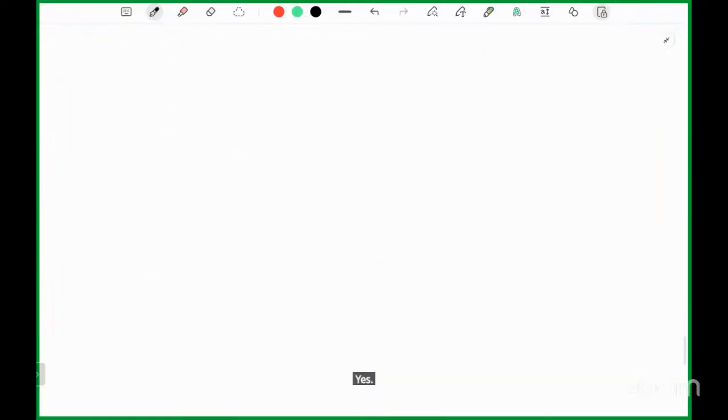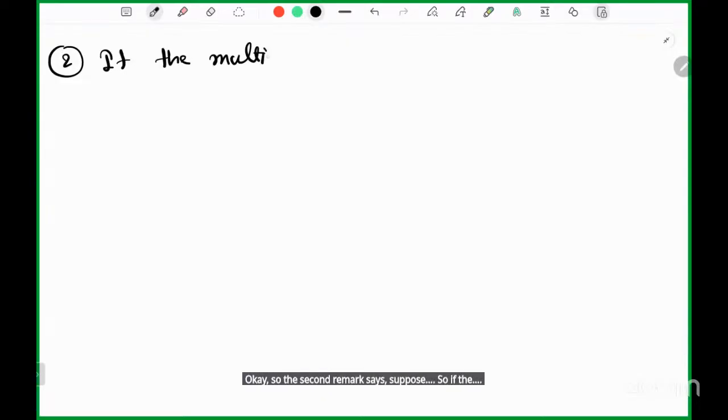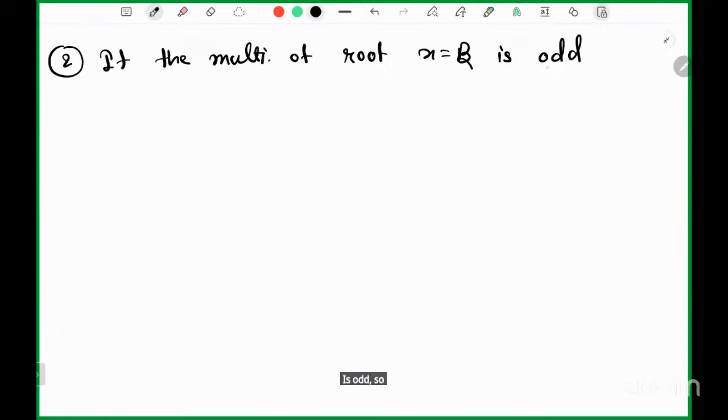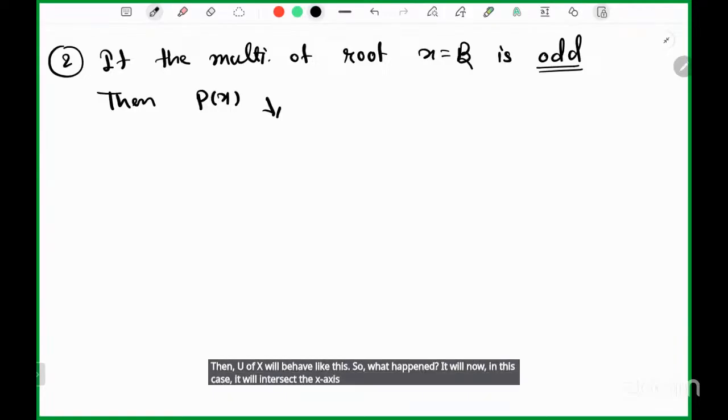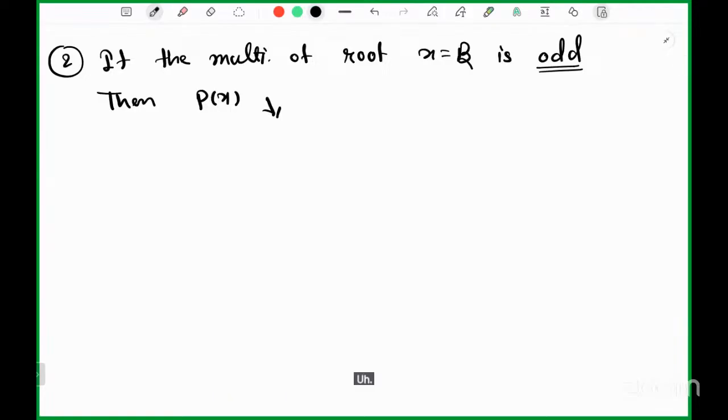So the second remark says, if the multiplicity of the root x equals beta is odd, that is, any odd number like 1, 3, 5, then p of x will behave like this. In this case, it will intersect the x-axis and continue into the next quadrant.